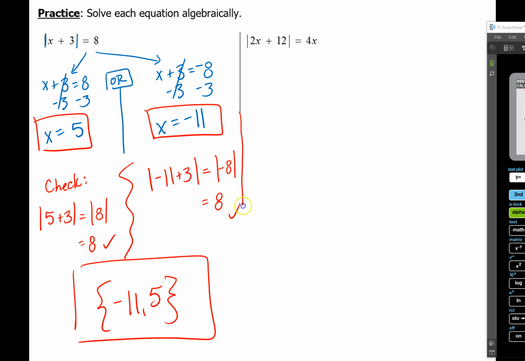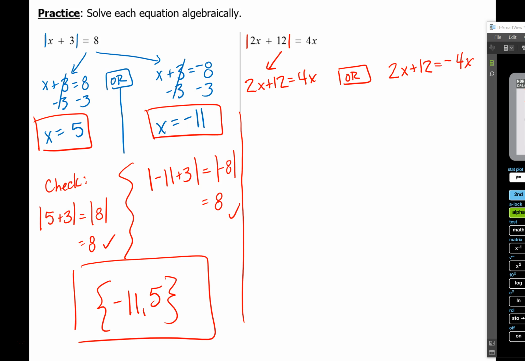Okay, let's try this next one now. This one, I have absolute value bars on the left-hand side with nothing on the outside, so that looks good. I'm ready to split this one. There's no isolating that needs to happen. The positive case is going to be 2x plus 12 is equal to 4x. The negative case, the other option, is 2x plus 12 is equal to -4x.